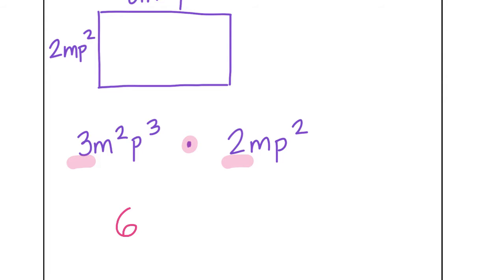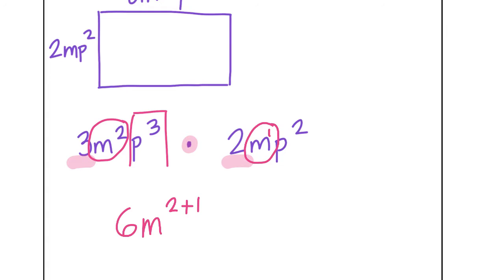Now let's move on to the m. I have m to the second power, and then just a regular m, and we know that when there's no exponent, there's an invisible 1. Now the product property of exponents says that when you're multiplying terms that have the same base, so here they have both m's, we add those exponents. So this would be m to the 2 plus 1 power, and then next the p's.